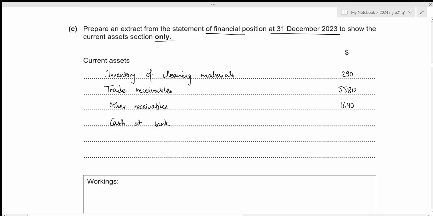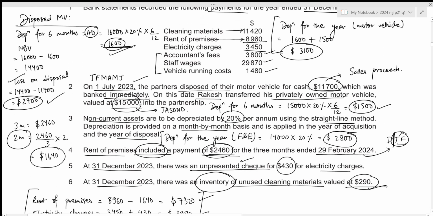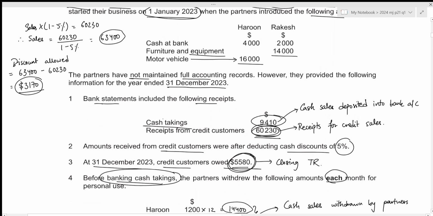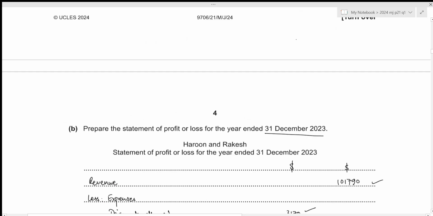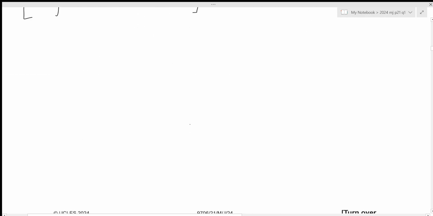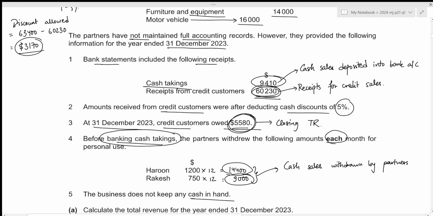And we've already been told that there is no cash in hand. So all the cash will be stored at the bank account. Now for the cash at bank, we need to start with the initial cash invested right here. So the cash at bank was 4,000 and 2,000 at the start of the year. Let's do this in the working section below. So for the cash at bank, we'll start with the 4,000 and 2,000 that was initially invested by Harun and Rakesh.